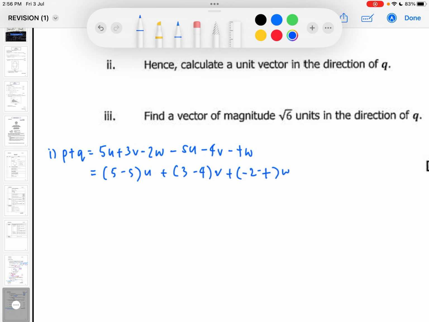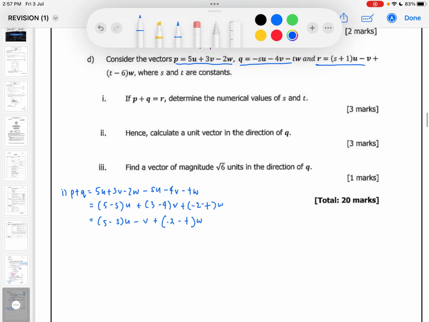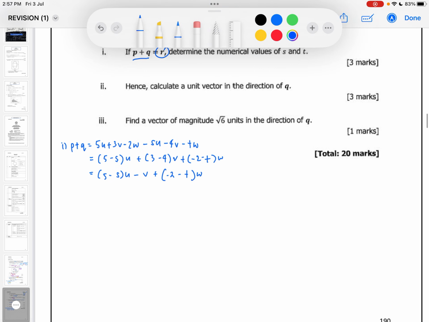Okay, let me recheck everything. Okay, yeah, 3 minus 4, that's going to be negative 1, right? So negative 1, I can just write it as negative V plus negative 2 minus T W. Okay, now, since in the question it did say P plus Q equals to R, so we can basically equate all of this as R.